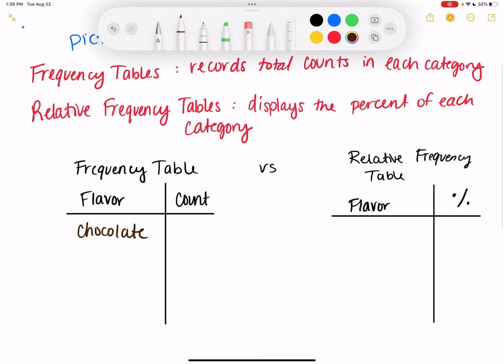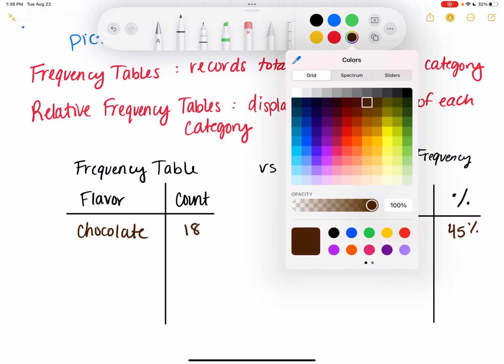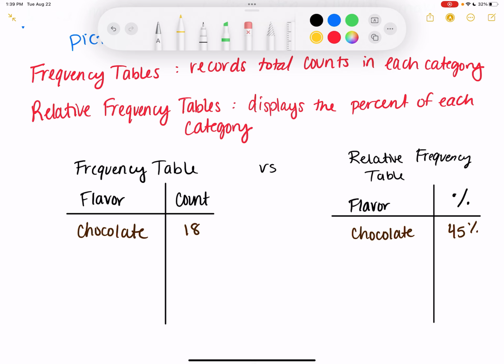All right, I'm gonna do these simultaneously. So chocolate, the count is gonna be 18. Over here, chocolate, 45%. Do use the colors now. Well, I'm going to. That's brown. It doesn't look like it, but I promise it is. All right, I'm using yellow for vanilla because it's the best thing I got that y'all will be able to actually read. Vanilla is 10 or 25%.